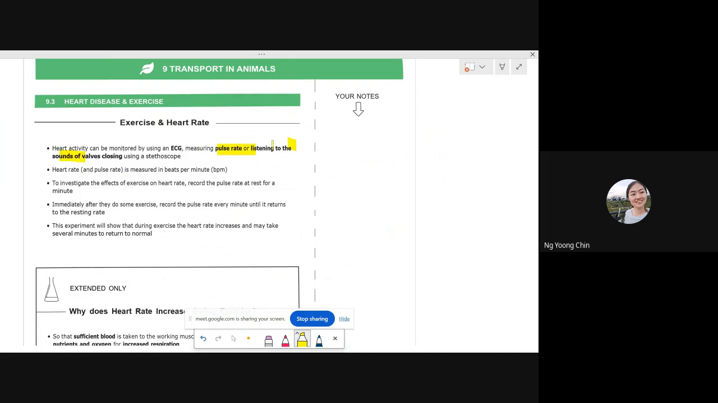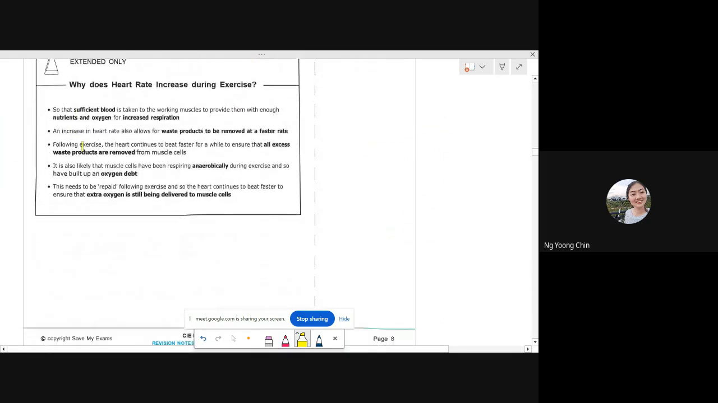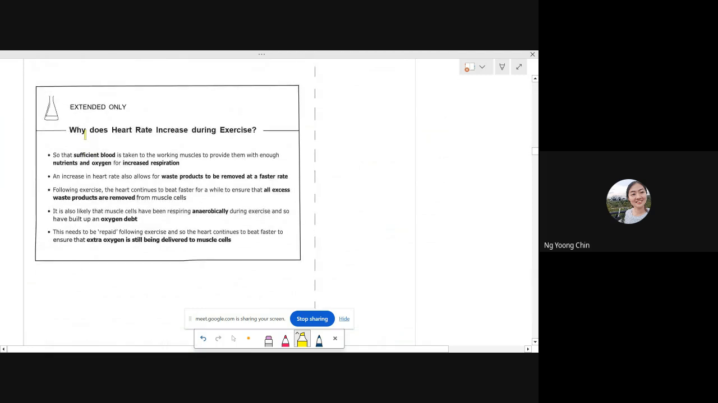So you can increase the heart rate, so the heart rate can be measured in beats per minute. Okay, so this is a common question to ask in Paper 4. I will draw a star here. Okay, they will ask like this: why does heart rate increase during exercise? Then you need to explain.